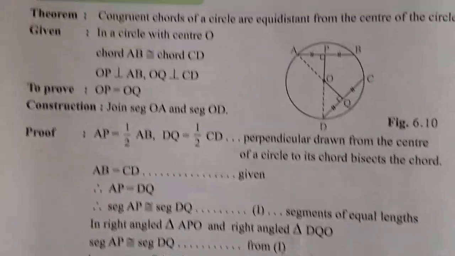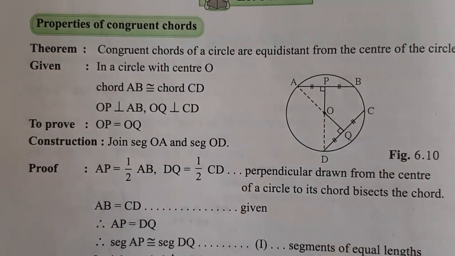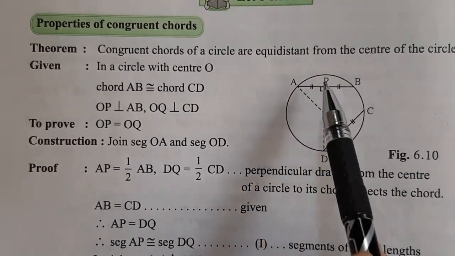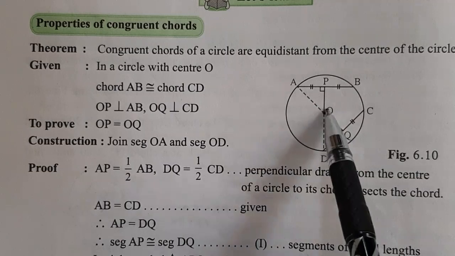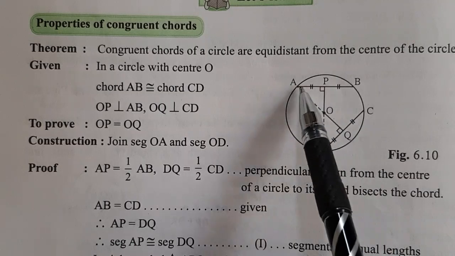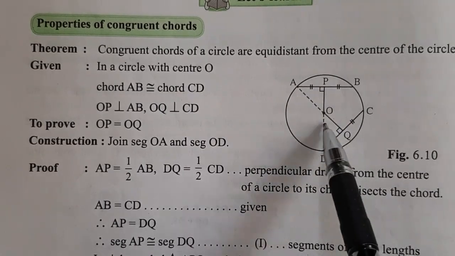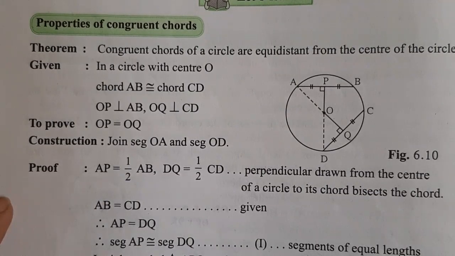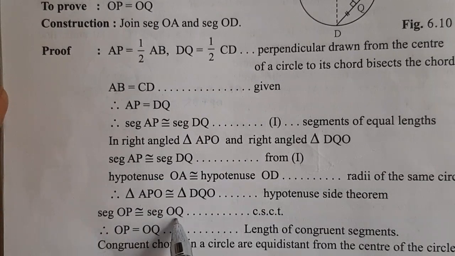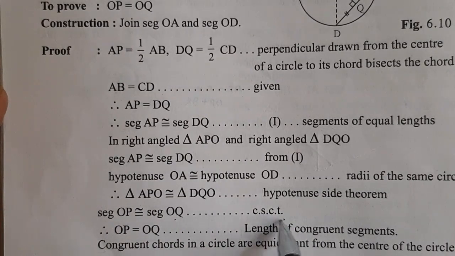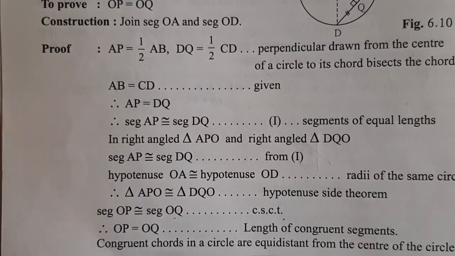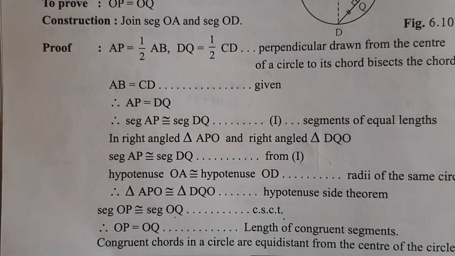Now in right angle triangle APO and right angle triangle DQO, AP is congruent to DQ, and OA is congruent to OD, these are the radii of the circle. Therefore triangle APO is congruent to triangle DQO by the hypotenuse side theorem. Therefore segment OP is congruent to segment OQ, corresponding sides of congruent triangles. Therefore OP equals OQ, lengths of congruent segments. Hence congruent chords in a circle are equidistant from the center of the circle.